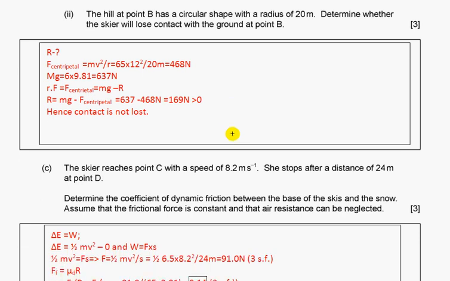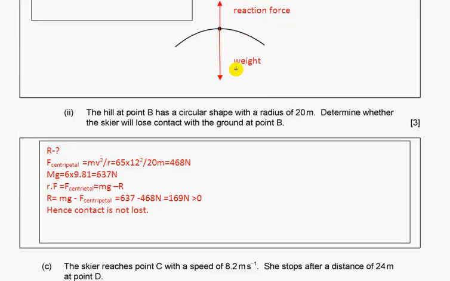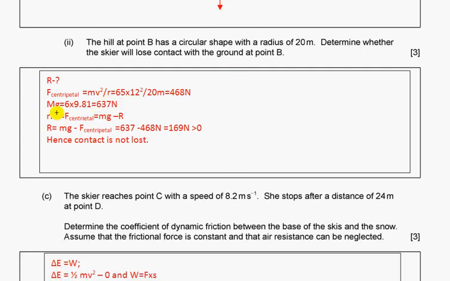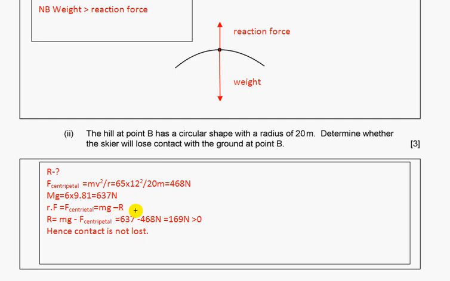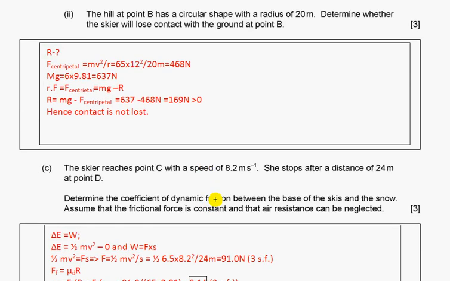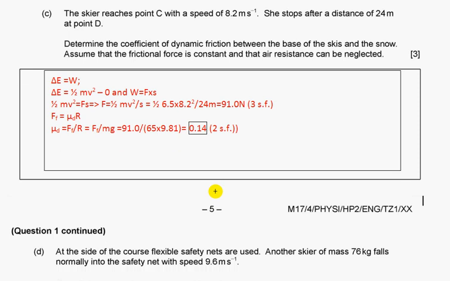The hill at point B has a circular shape with radius 20 meters. Determine whether the skier will lose contact with the ground at the point. So we have the reaction force and weight, and the resultant force makes the object move in a circle. So the centripetal force is mv squared over r. We can calculate it. mg is so much. The resultant force is actually the centripetal force. It is mg minus the reaction. So the reaction will be 169, not 0. So more than 0. Hence contact is not lost. So the skier is pressing on the road.